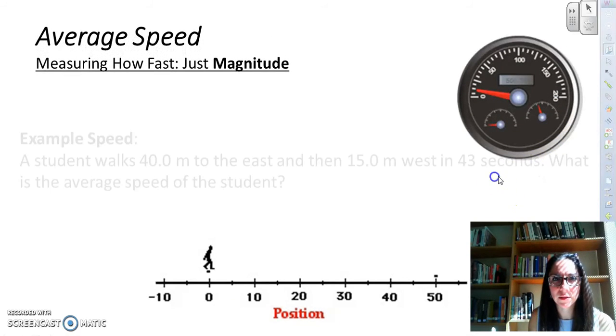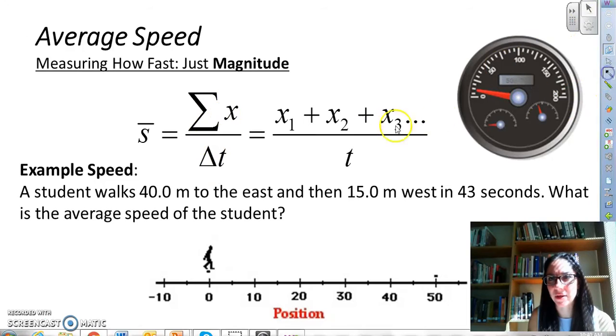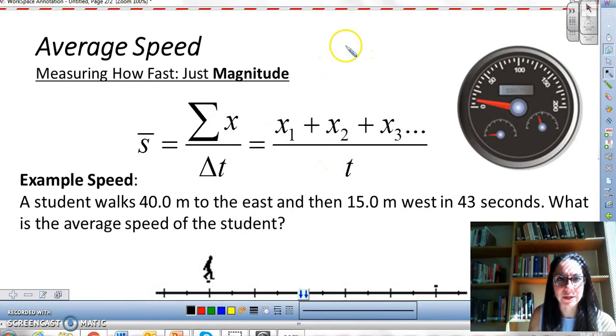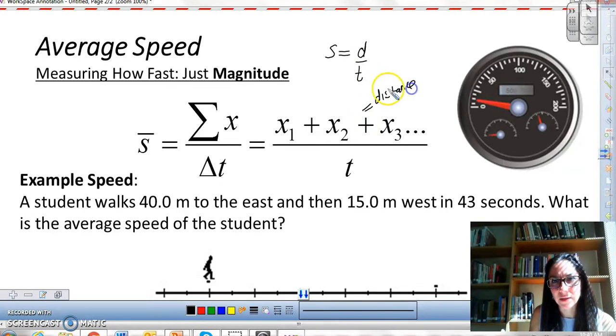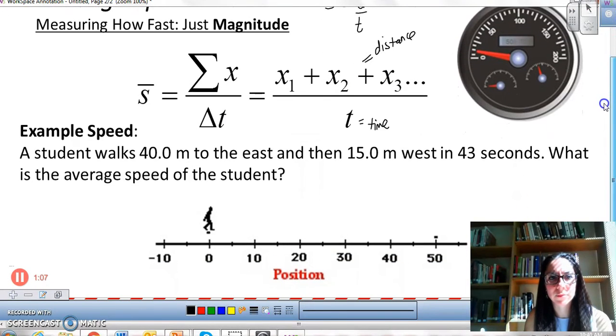So average speed, when we calculate this, you might see this bar over the object that usually represents average. Sometimes you might see AVG for average, but either way, we can measure average speed by finding the total distance over the total time. So this is what it looks like mathematically, but we can simplify this pretty nicely and write S is equal to D over T. That's a shortcut of this, where this is our total distance, and this is our time below, like that.